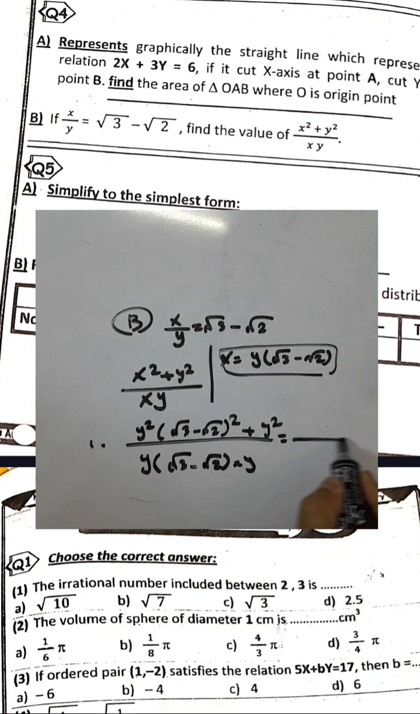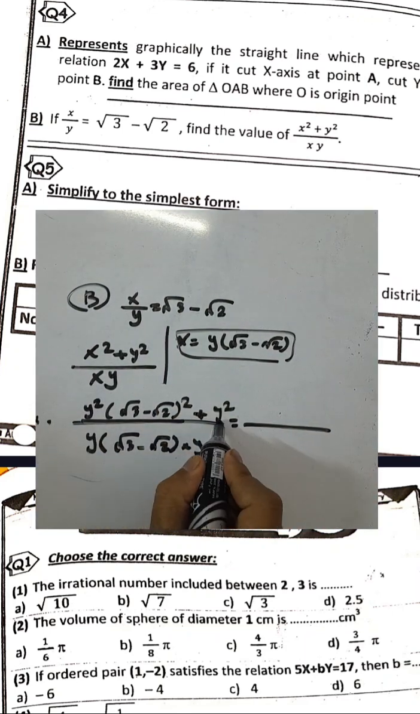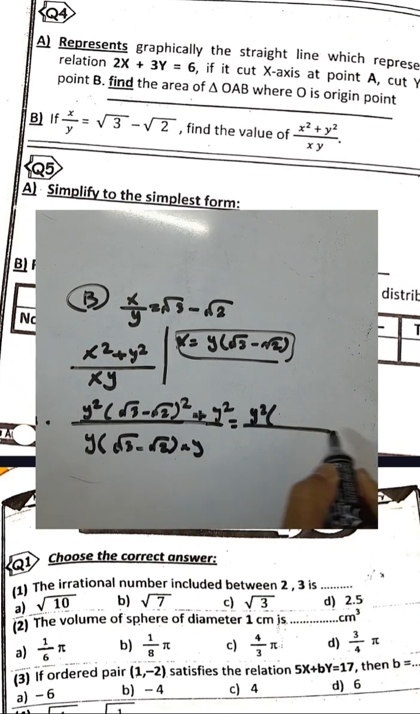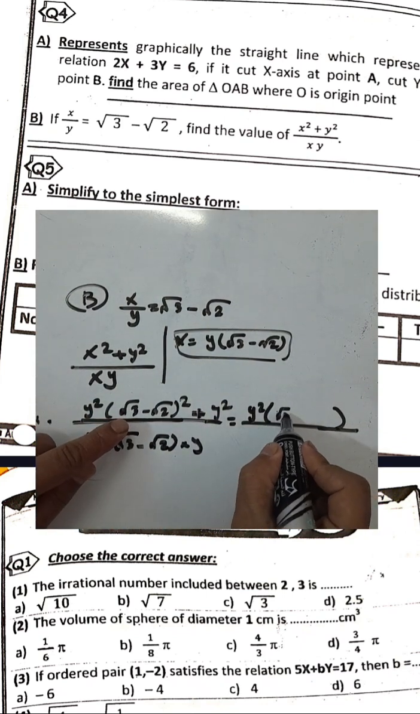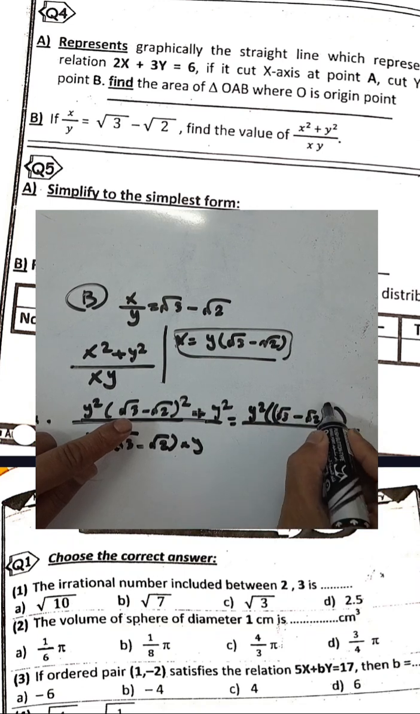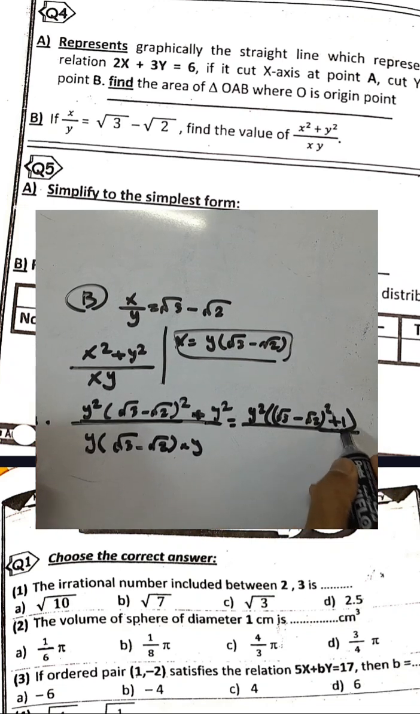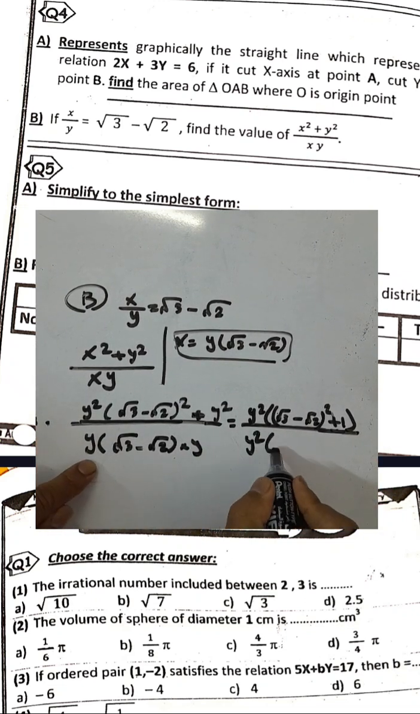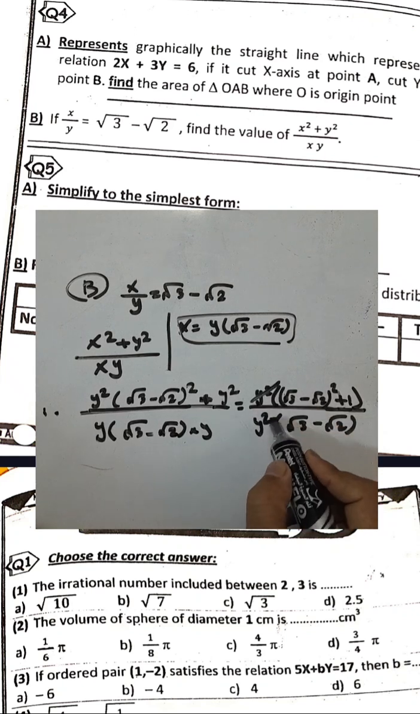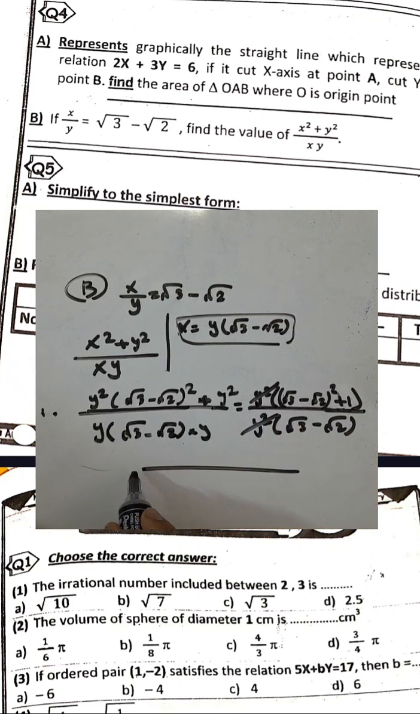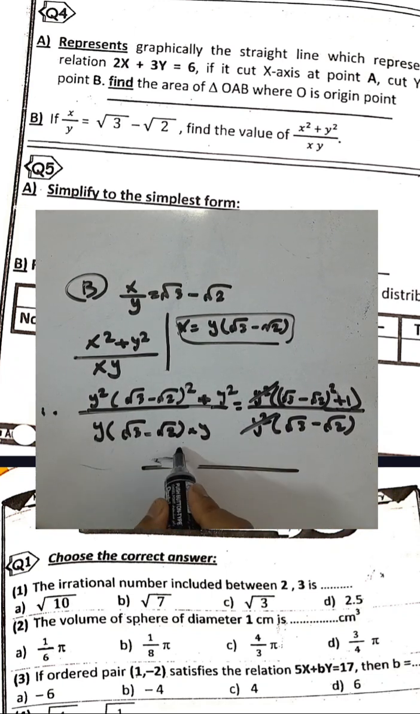Understood? And then you can write the common factor between the two terms here. We have two terms, the first term and the second term. You can write y power 2 as the common factor between them. Then the remainder between the two terms here will be (root 3 minus root 2) all power 2 plus 1. And here y times y will be y power 2 product by (root 3 minus root 2). And then you can cancel y power 2 by y power 2 and complete to find the value of this. Root 3 power 2 will be 3. Okay, 3.